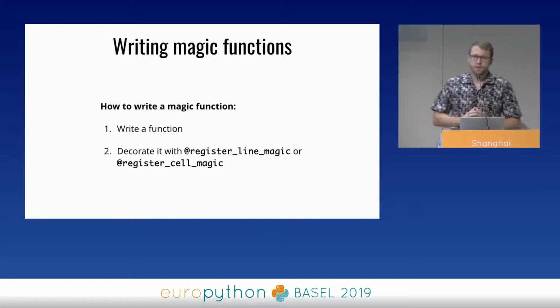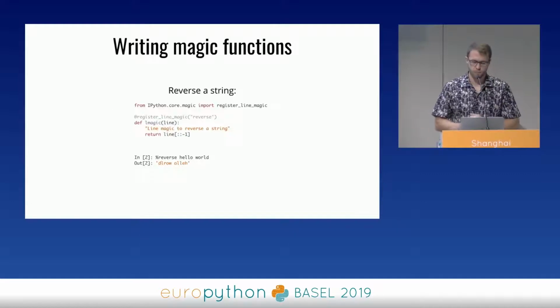So what if those 124 magic functions are not enough? Well, you can very easily create your own magic function. All you have to do is to write a function and decorate it with either a register_line_magic or register_cell_magic decorator. Let's see an example.